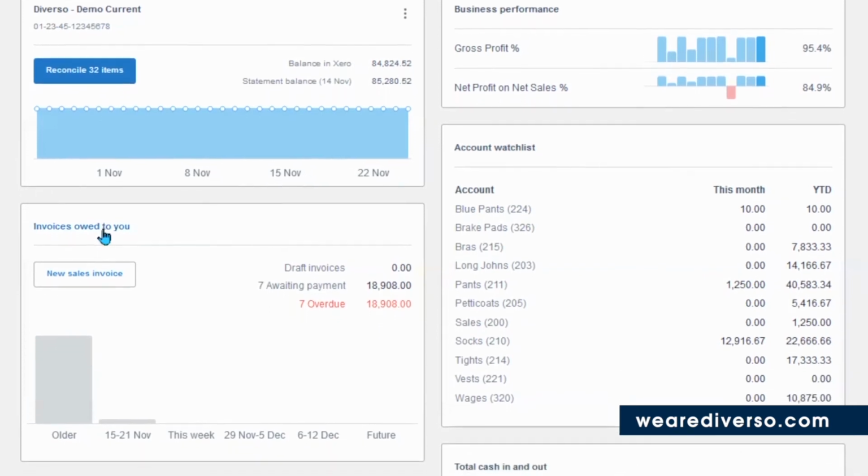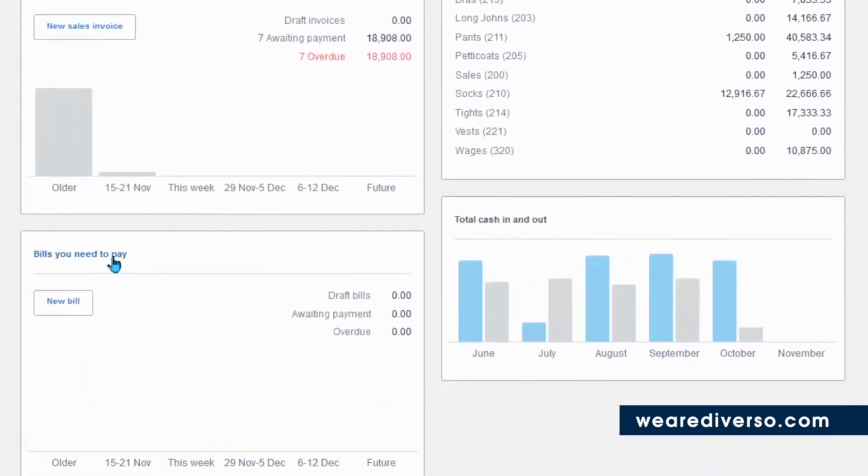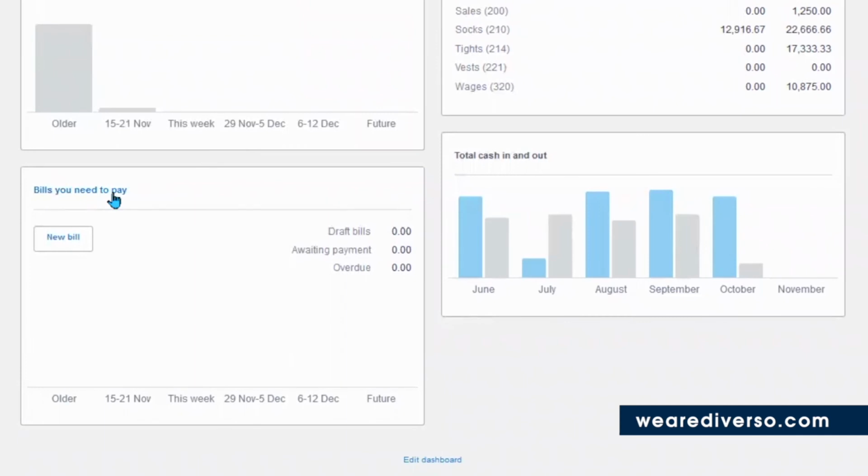And here we have invoices. It shows the invoices owed to you, any draft invoices, and any invoices overdue. There's also a nice little graph here that shows you when money is expected in based on the invoice due dates. And down here, we have the bills that you need to pay. Same as invoices, except the other way around. A good way to quickly check who you owe and when, and any payments that are coming up.